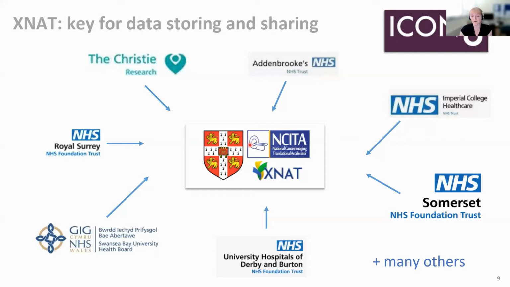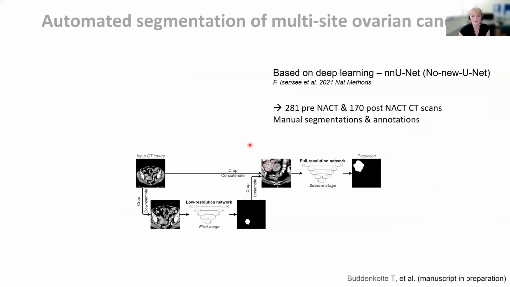We help them with the anonymization, and we think this is a very good way of building such a data set for the validation of this predictor, and also for developing new tools. The segmentation, as I said, is often the bottleneck. We spent many hours doing these segmentations manually. A certain level of training is also required, and that's why we are also working on developing an automated segmentation tool, particularly for multi-site ovarian cancer.